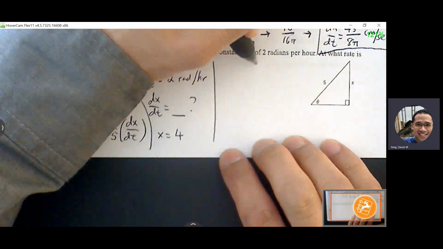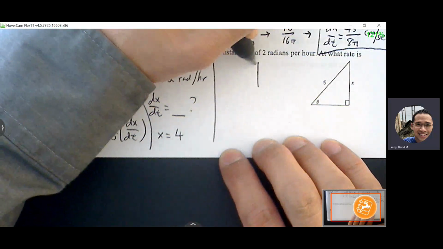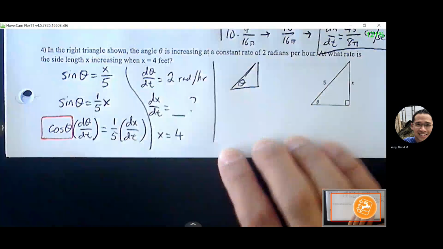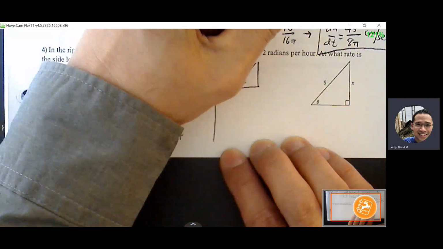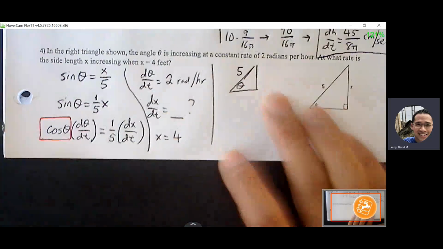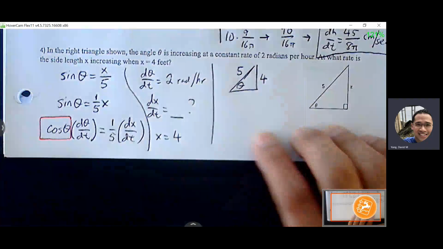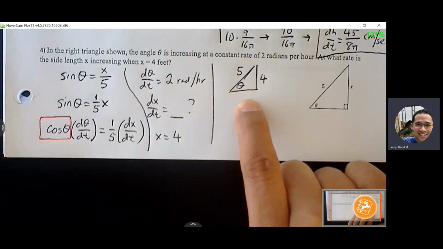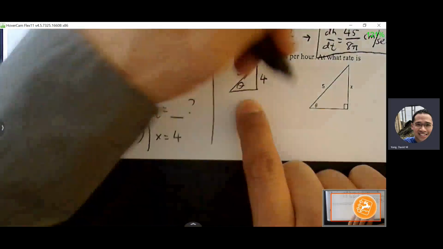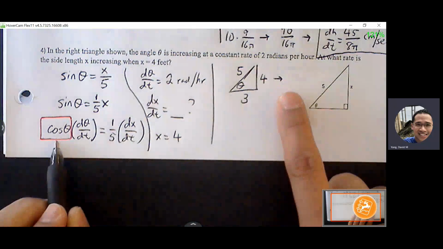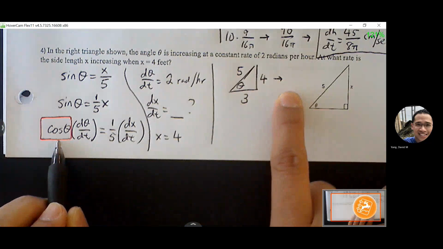What I like to do is redraw the triangle and label the parts as much as I can. I know this is 5. I know at this moment x is what? 4. And then the Pythagorean theorem tells us the missing side length is what? 3, right? A 3, 4, 5 triangle. So from this information, we can gather that cosine of theta must be what? 3 over 5.